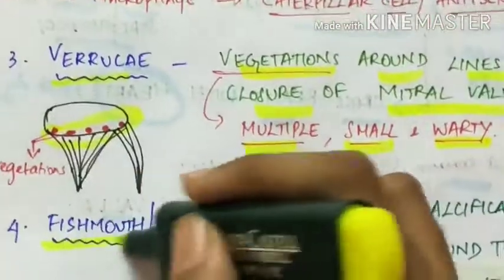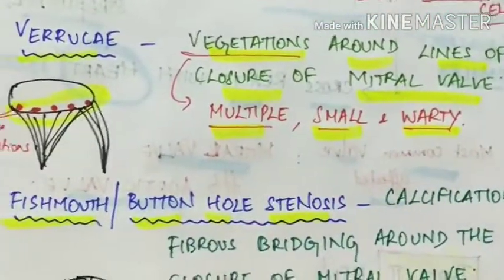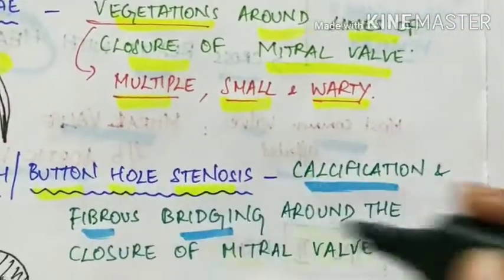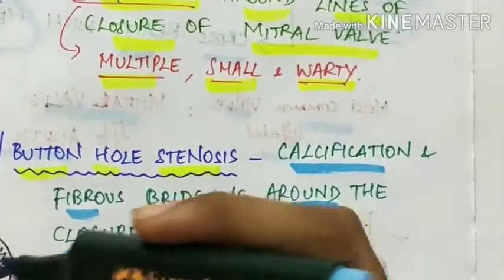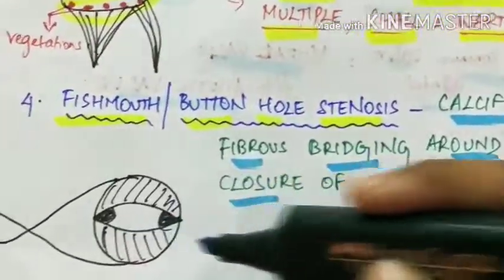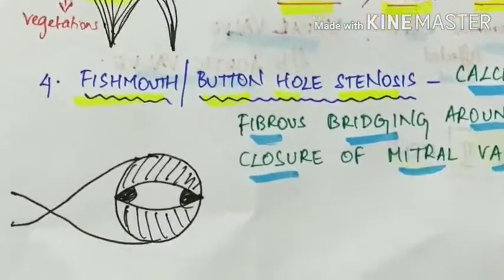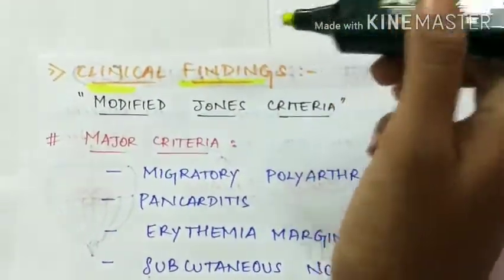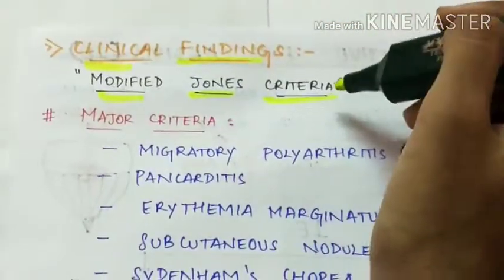Fourth is fish mouth or buttonhole stenosis. This is because of calcification and fibrous bridging around the closure of the mitral valve, which gives it a fish mouth or buttonhole appearance. So this is called fish mouth or buttonhole stenosis. The clinical findings in rheumatic heart disease: the criteria used is the modified Jones criteria.